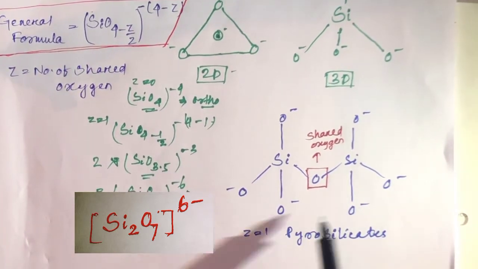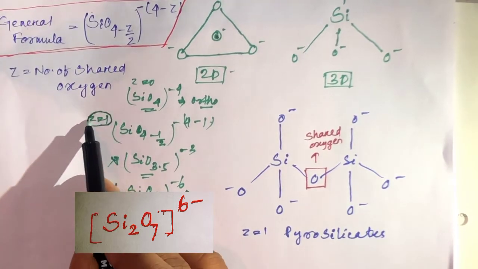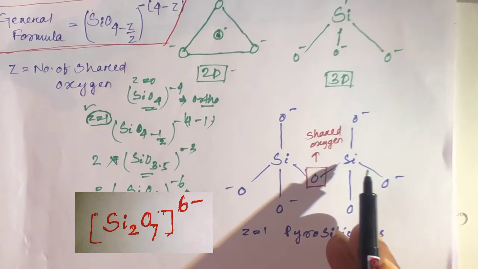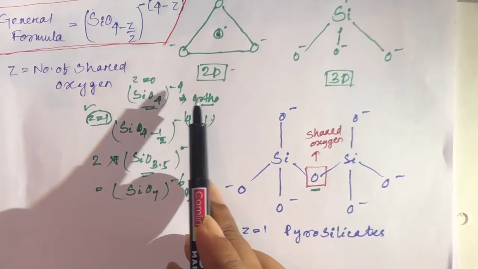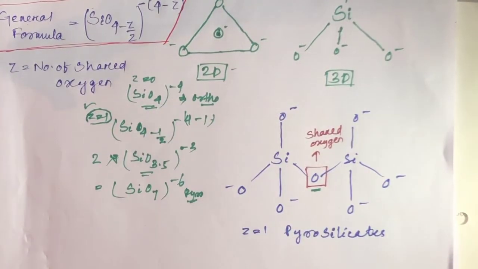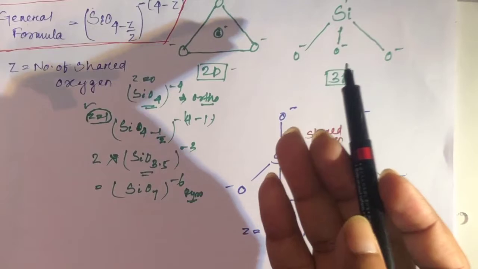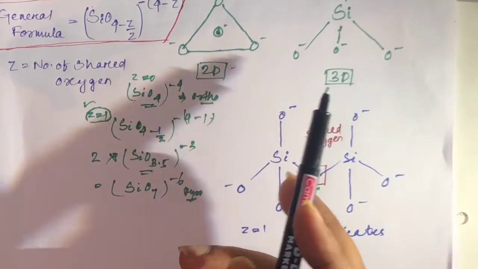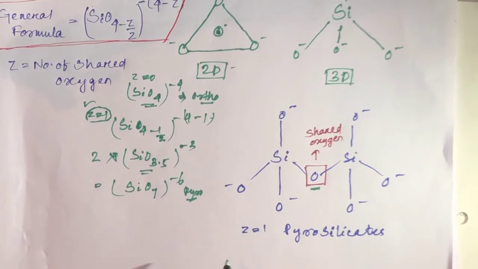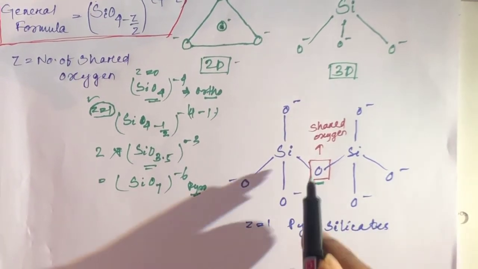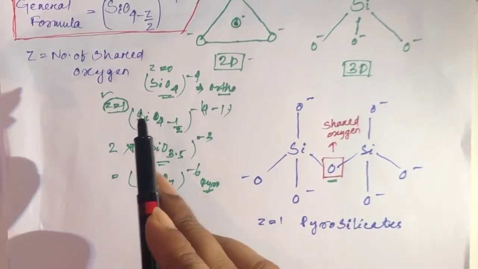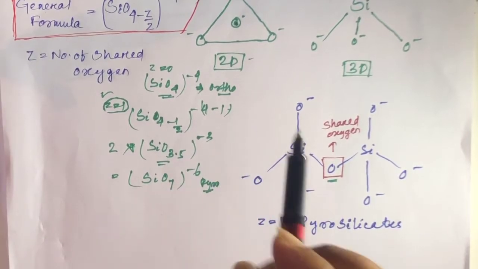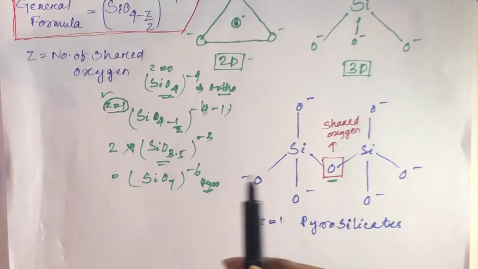This is the structure of pyrosilicate. Here J equals 1, which means the number of shared oxygens is 1, and this is your shared oxygen. This is your orthosilicate structure. In orthosilicate, J equals 0, but in pyrosilicates, J equals 1, and this is the shared oxygen. In the entrance exams, they have also asked the number of shared oxygens present in the different types of silicates, so you have to remember this.